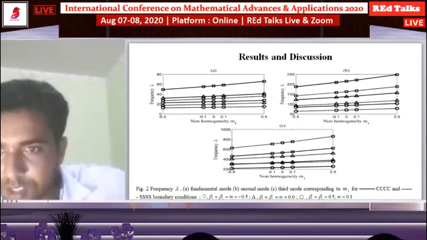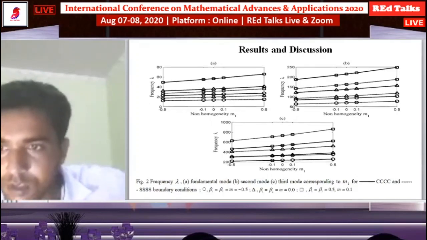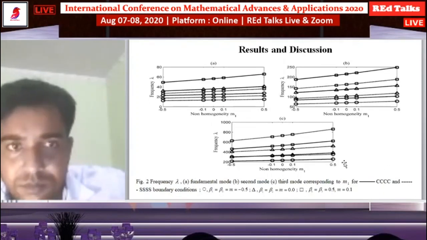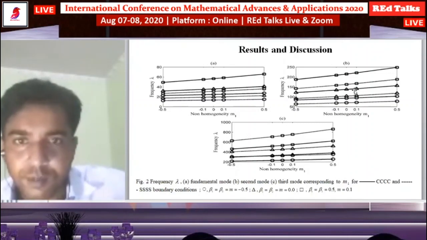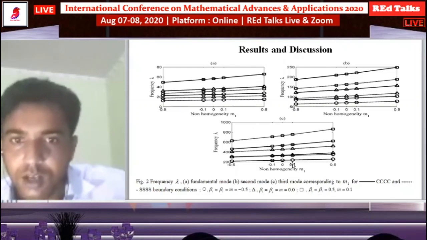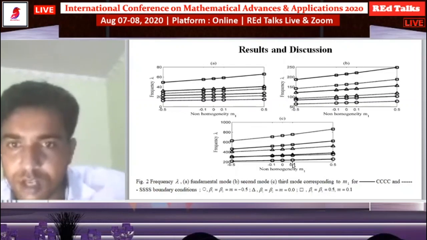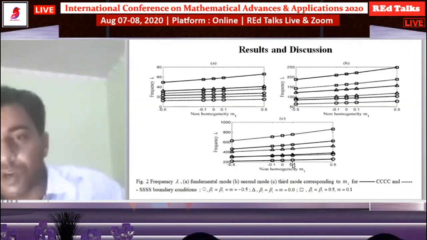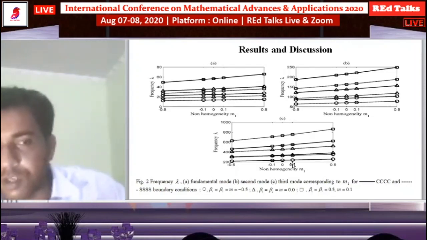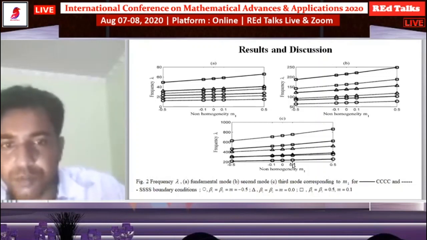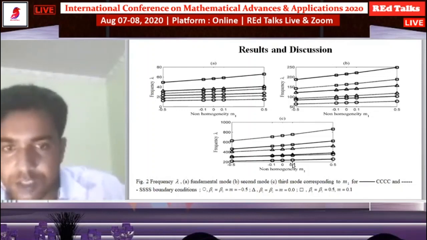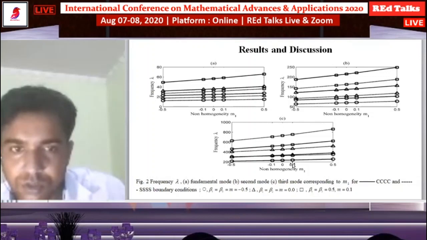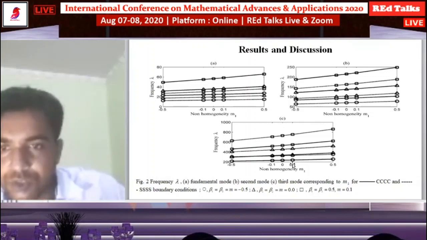Here we have discussed some results. In figure 2, A is the fundamental mode, B is the second mode, and C is the third mode corresponding to M1 for all clamped and simply supported boundary conditions, where beta 1 equals beta 2 equals minus 0.5 and M equals 0.0, and in another condition beta 1 equals beta 2 equals 0.5 and M equals 0.